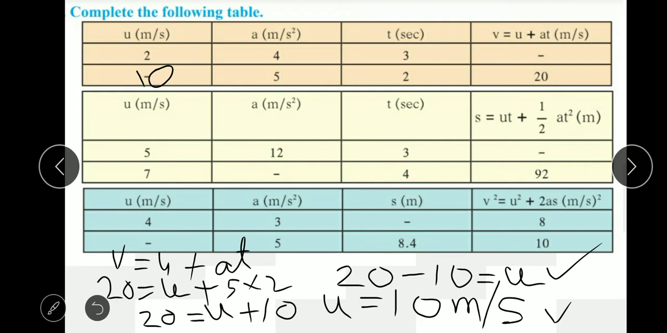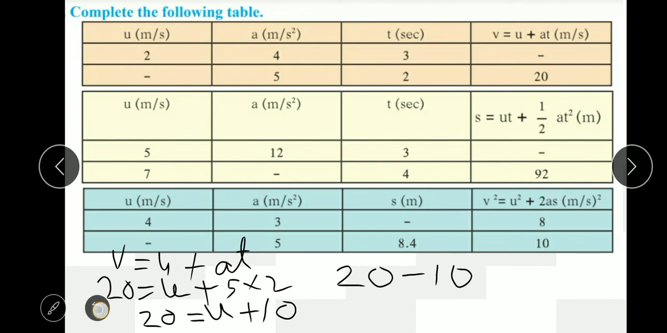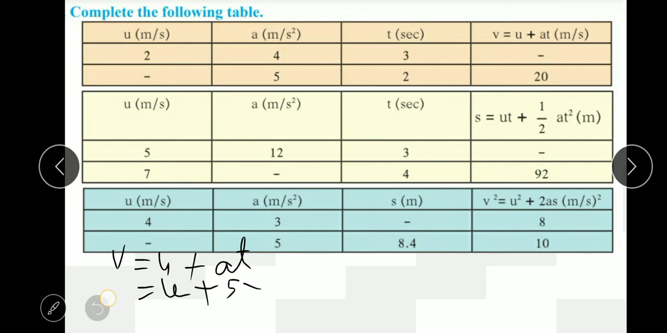Students, let's see the other example. When we see the next one, I hope you must have understood this. Let's continue with the next sum. In the next sum we are having u, a, and t, and what we have to find is s, students.